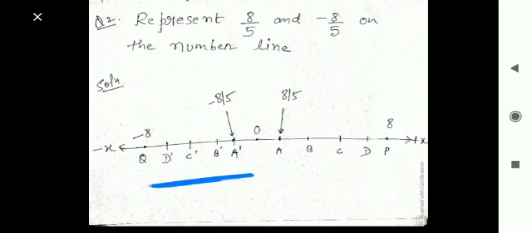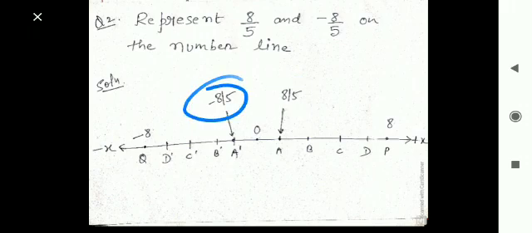Same here on the right hand side also. OA, AB, BC, CD and DP are the 5 equal parts of this line OP. Okay, now see, as per the concept which I have given in the previous question, this A dash point and this A point are the points of 8 by 5 and minus 8 by 5.